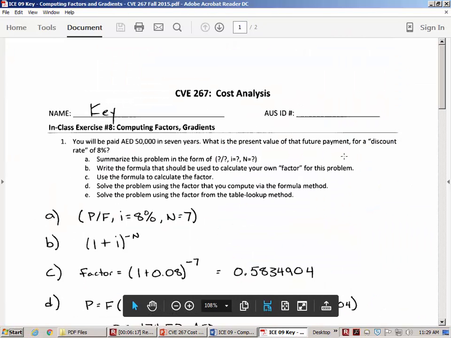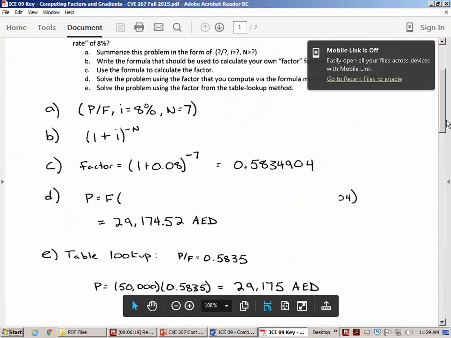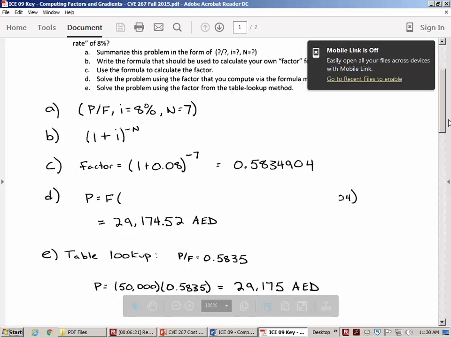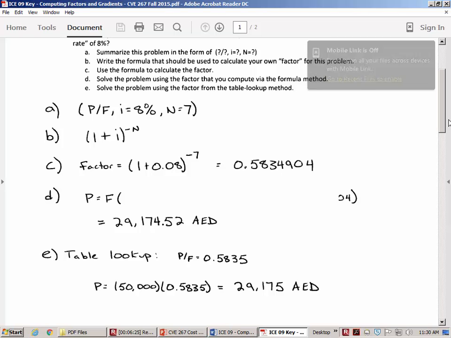All right, so if we summarize the equation according to the bracketed method, we say it's a P/F. So find the present amount given a future amount that's known. That's the interpretation of P/F. The unknown is first, then the known is second. I equals 8%, N equals 7.